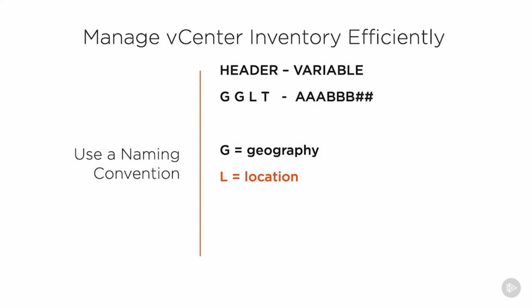L is for the location, which could be data center, T for test lab, C for colo, or any other unique letter you want to use for identification of the location. T being for the type of server, for example, V for virtual, P for physical, C for cluster, followed by the variables, which are AAA, which represents the purpose, and that could be ORA for Oracle, EXC for Exchange, CTX for Citrix, ESX for VMware ESXi host, and BBB for the application that runs on that host.